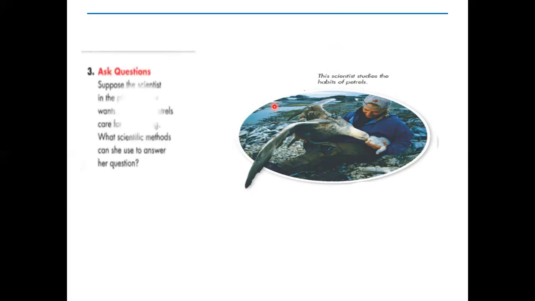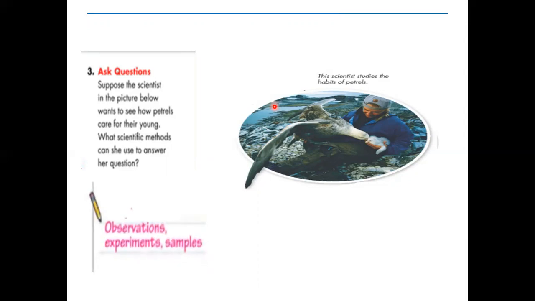Now, this scientist studies the habits of petrels. This is a kind of bird that lives near the sea. Ask questions. Suppose the scientist in the picture below wants to see how petrels care for their young. What scientific methods can she use to answer her question? Can you tell me the answer? Okay. Observations, experiments, and samples. Again, the scientific methods we use are observations, experiments, samples.